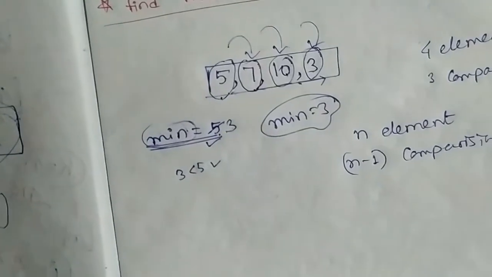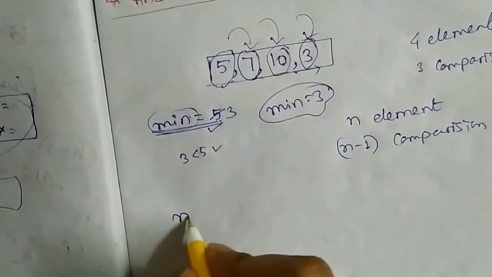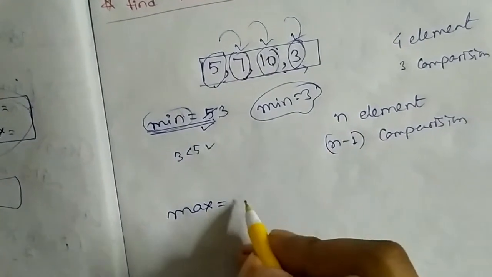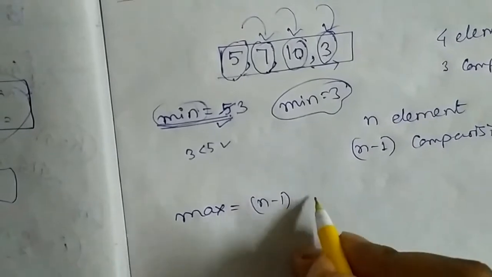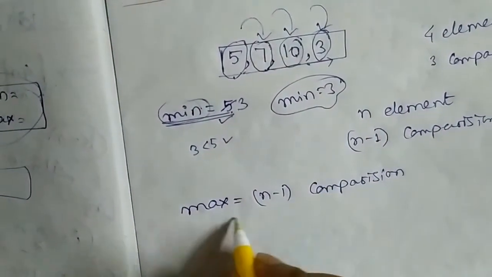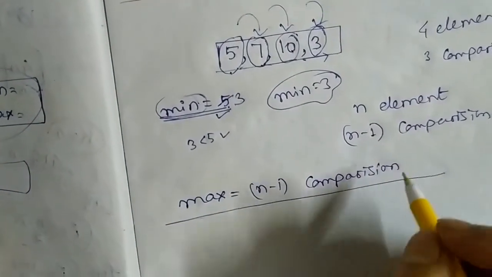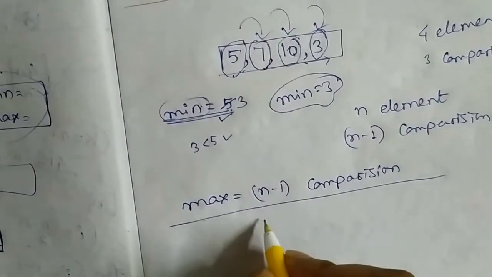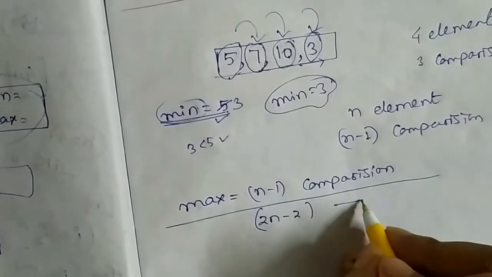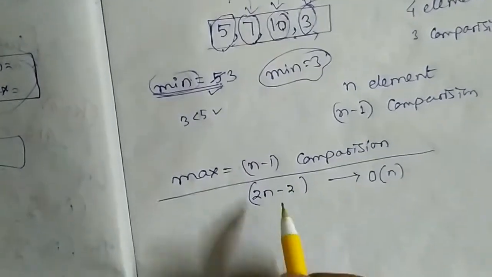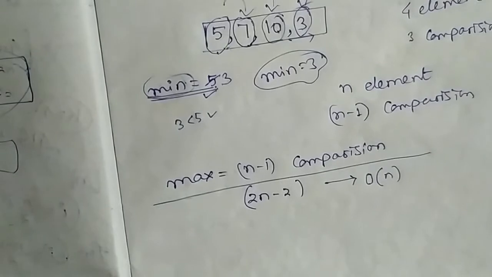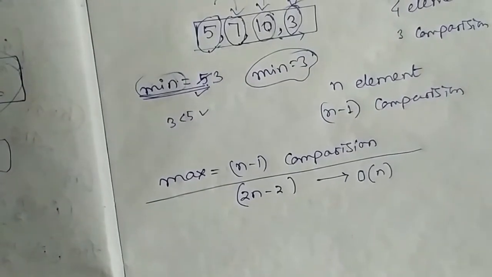In a similar way, if we want to find the maximum element, then we also need n minus 1 comparisons. So the total number of comparisons in this way will be 2n minus 2. This is order of n. But I want to reduce the number of comparisons to find our minimum and maximum element.